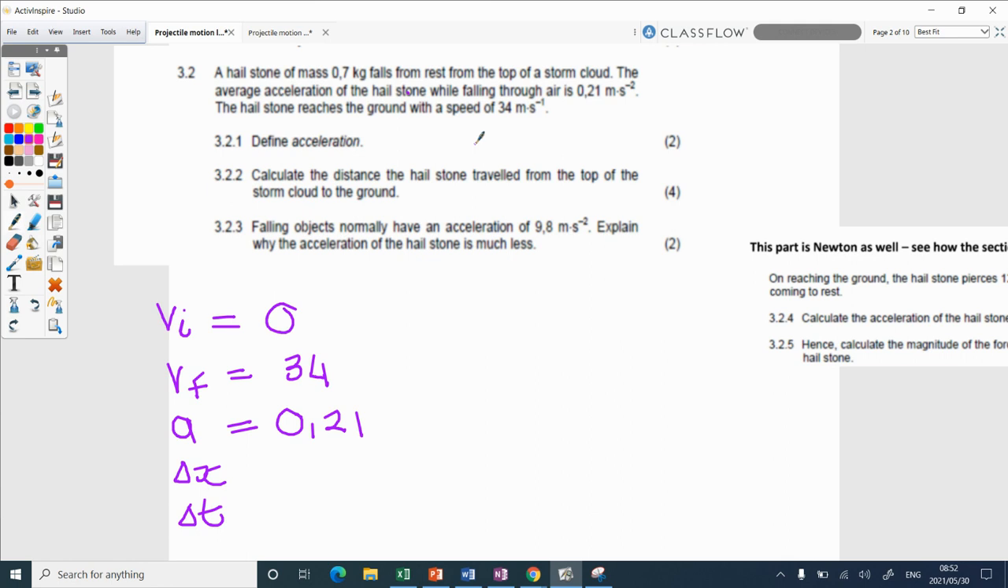And they want from us the distance the hailstone traveled from the top of the cloud to the ground. So what are we going to do? What do they want from us? V squared equals U squared plus 2AS. How much easier is that? V squared equals U squared plus 2AS. VF squared equals VI squared. Okay, but I don't think we need to waste time on this, right? You can do this.